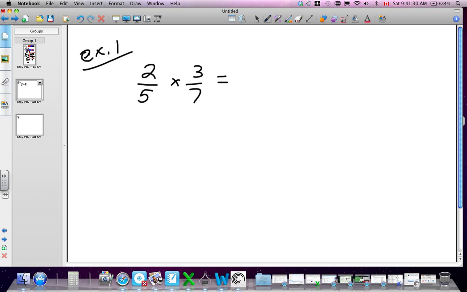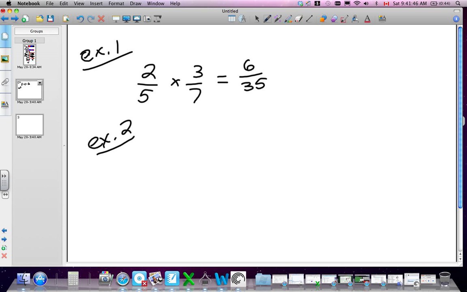The only step we have to do is remember the top of the fraction: we multiply the top by the top, and multiply the bottom by the bottom. So, what will the answer to this be? 6 over 35. Yeah, real easy. Good. Okay. Let's try example 2, a bit harder now.